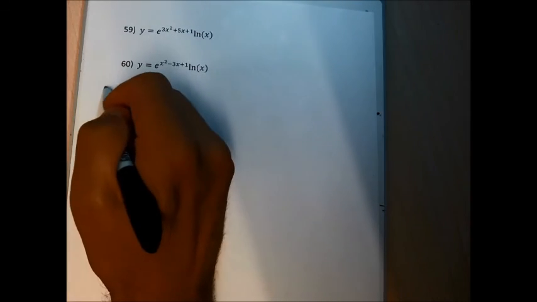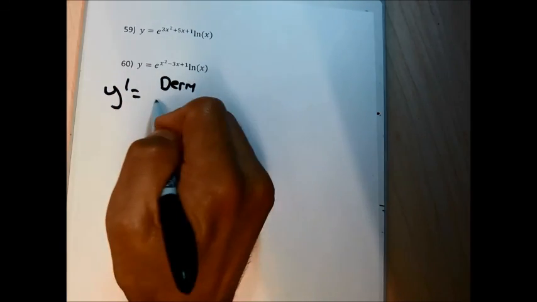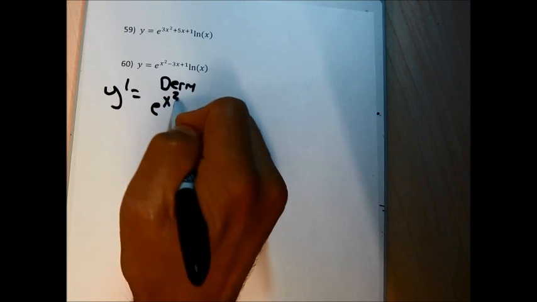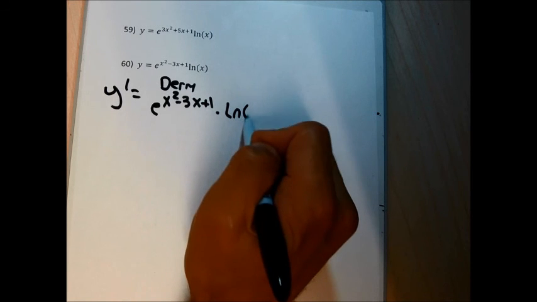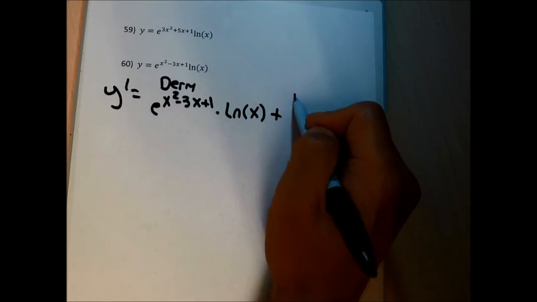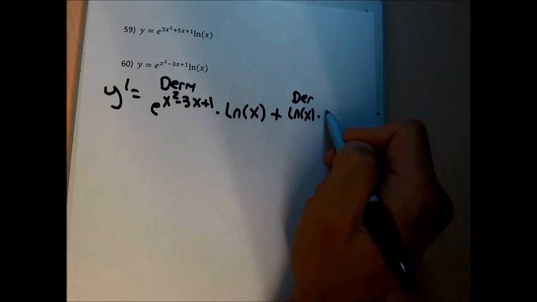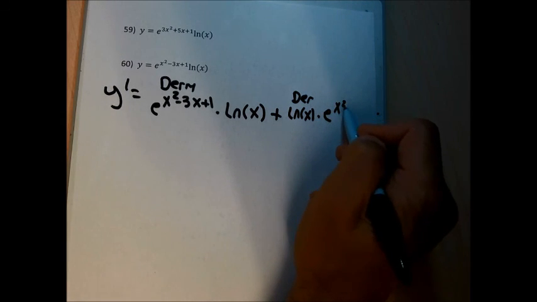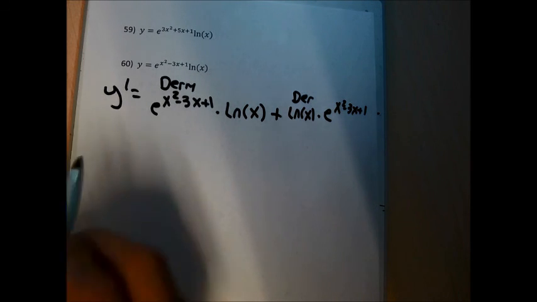Last one for this part of the video. All right. Product rule. y prime equals the derivative of e to the x squared minus 3x plus 1 times the natural log of x plus the derivative of the natural log of x times e to the x squared minus 3x plus 1. All right, first derivative.